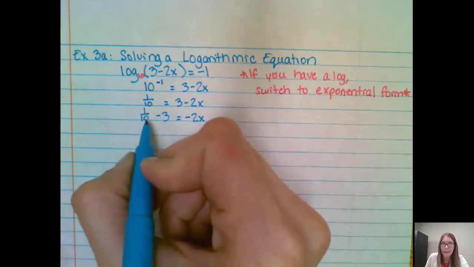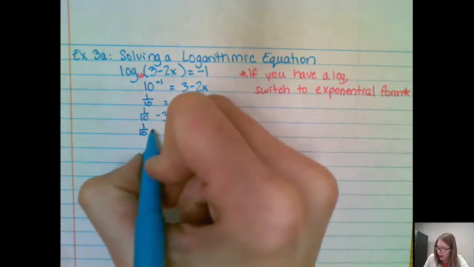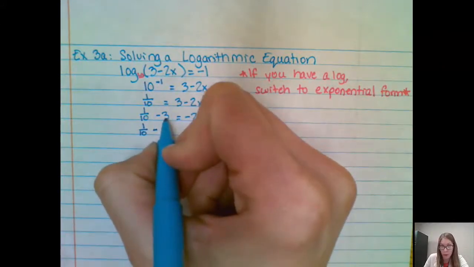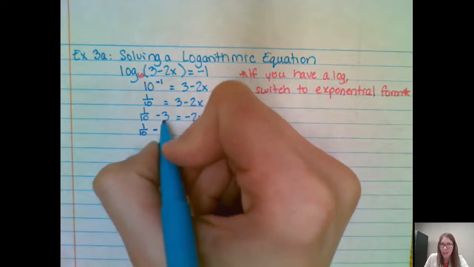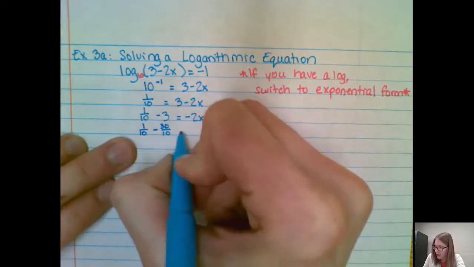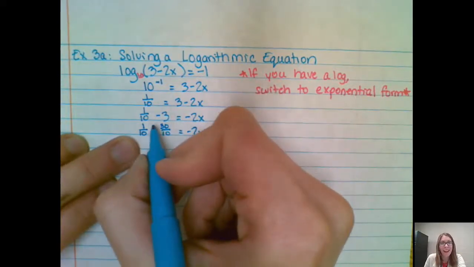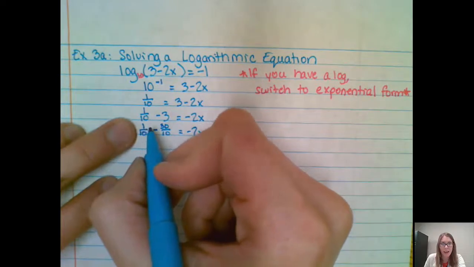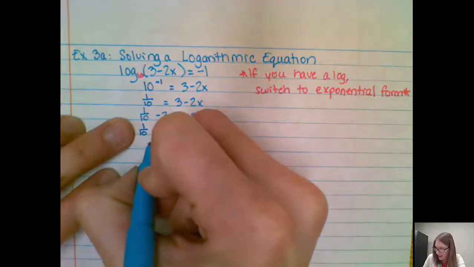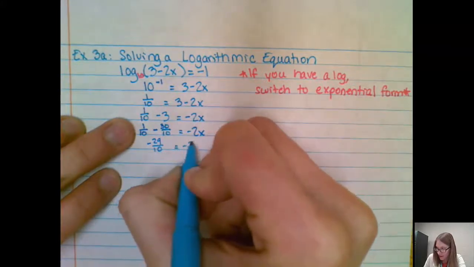If I have 1/10 minus 3, I need common denominators in order to actually subtract. So keep in mind that this 3, we need to write as something over 10. 3 is 30 over 10. And then I subtract straight across. So 1/10 minus 30/10 is -29 over 10. Looks kind of gross.